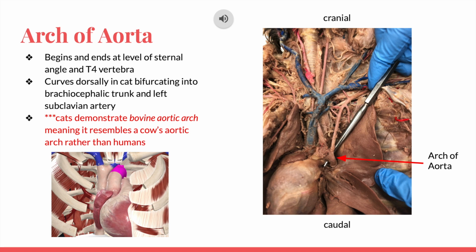The beginning and ending of the arch of aorta can be found at the level of the sternal angle and the T4 vertebra. If we were dissecting in lab, you would notice that it curves dorsally before bifurcating into the brachiocephalic trunk and left subclavian artery. The aortic arch within the cat represents a cow aorta more so than a human aorta. This is called a bovine aortic arch.